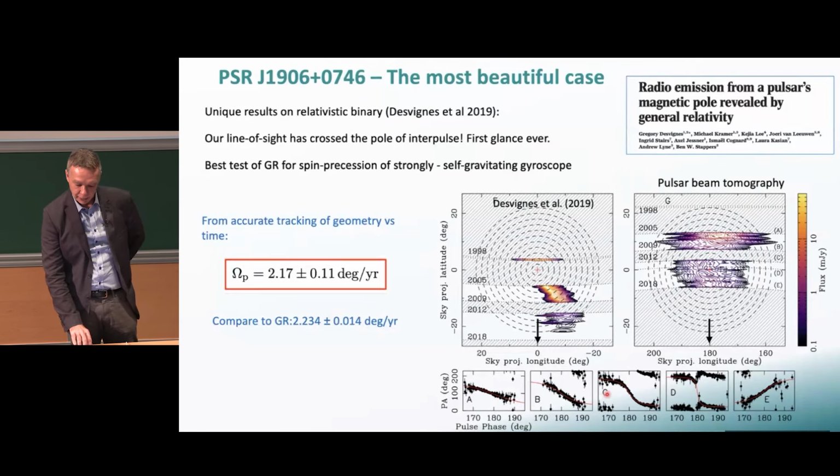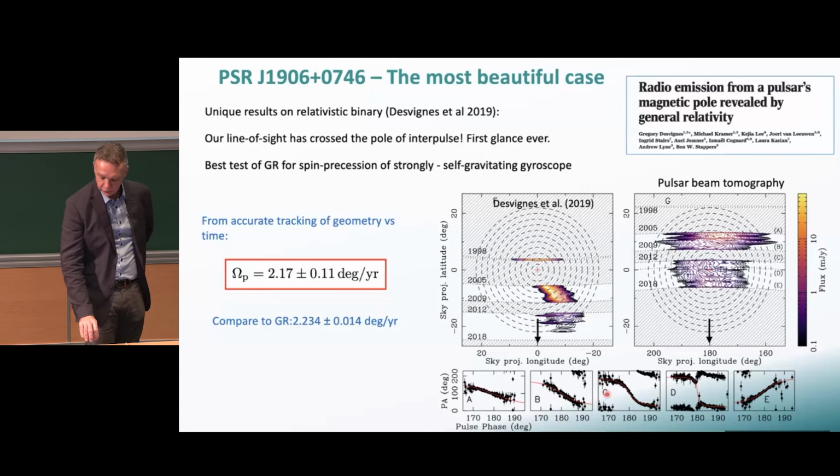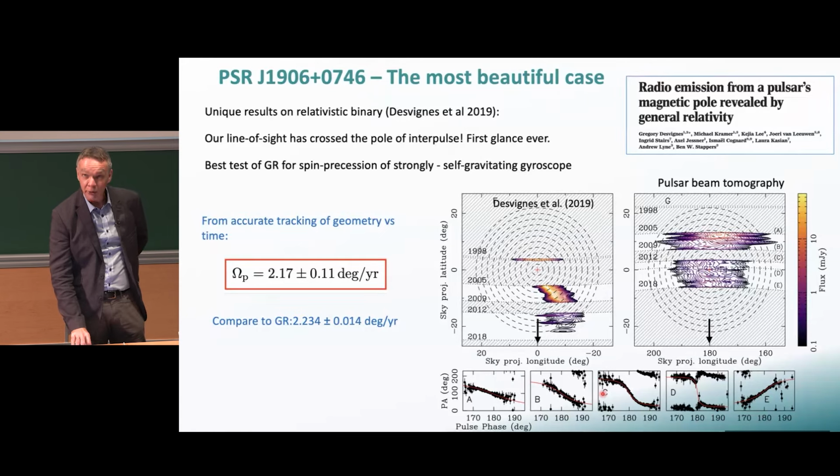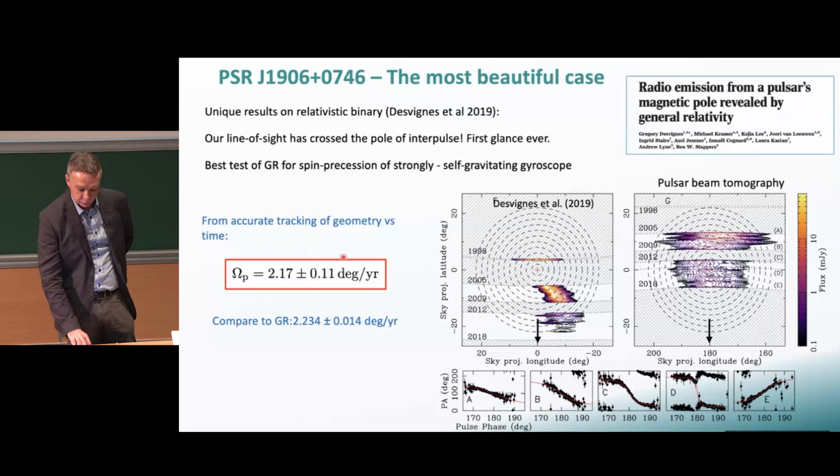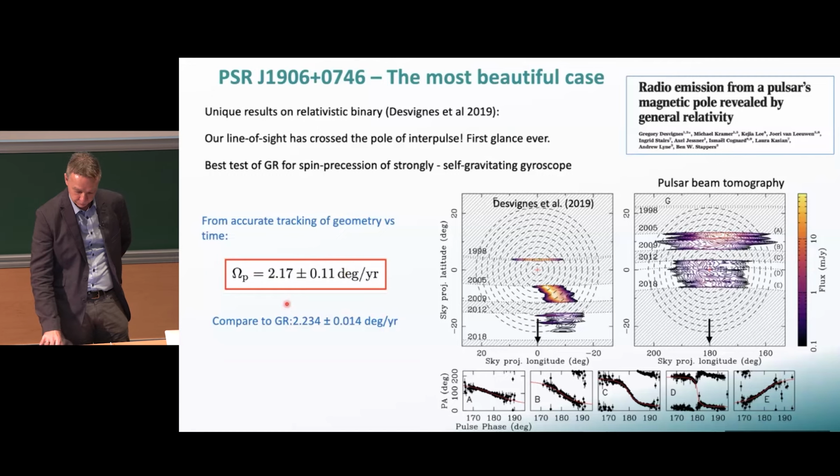that this position angle of the polarization is indeed giving you the geometry of the system, something that was proposed by Radhakrishnan and Cooke in 1969. We're only able to confirm now. Anyway, so this gives you the geometry very, very precisely, and that gives you this beautiful few percent test of GR, which is again in agreement.